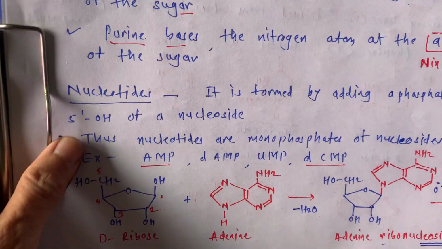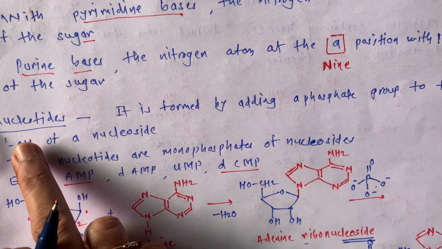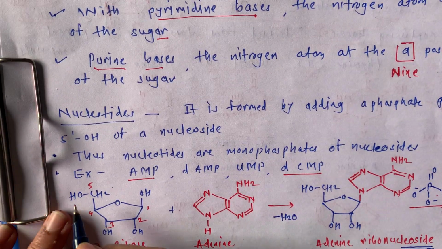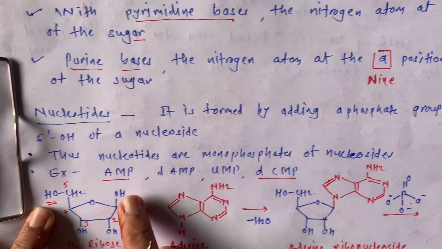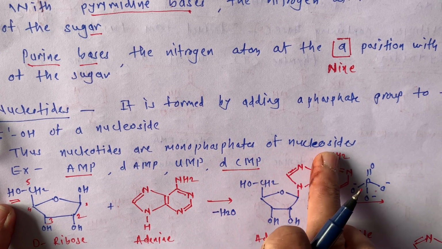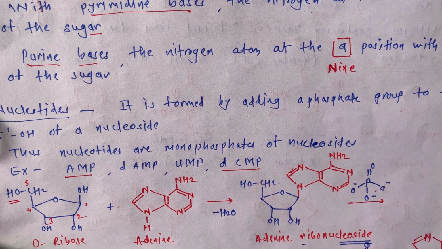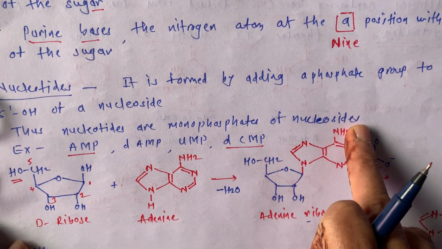And how are these going to form? It is formed by adding a phosphate group to the 5th OH of the nucleoside. Which one is the 5th OH? This one is the 5th OH. And thus nucleotides are monophosphates of nucleosides. This is the nucleoside and one phosphate group attached over here. So this is a monophosphate of a nucleoside.